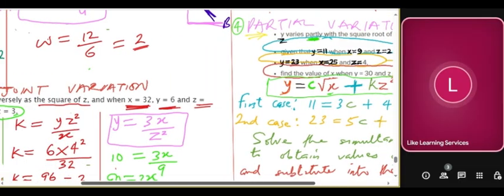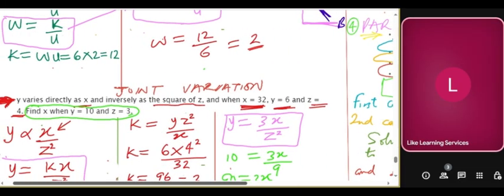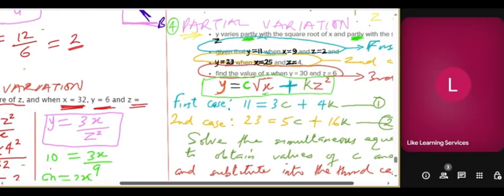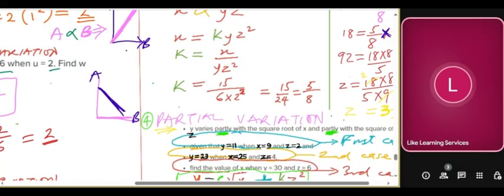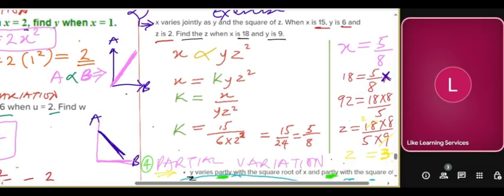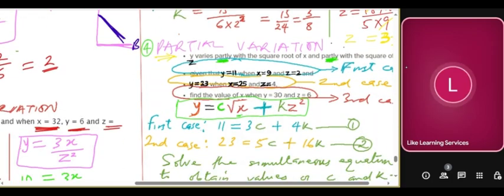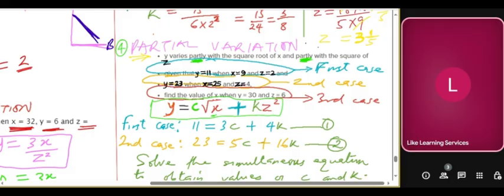Now differentiate it from joint variation. You will just see y varies directly as x and inversely as this. Did you see that? Yeah. And also this one, y varies jointly as this and that. But when it comes to partly, you'll be seeing partly as this, partly as that. Okay, so that's that.